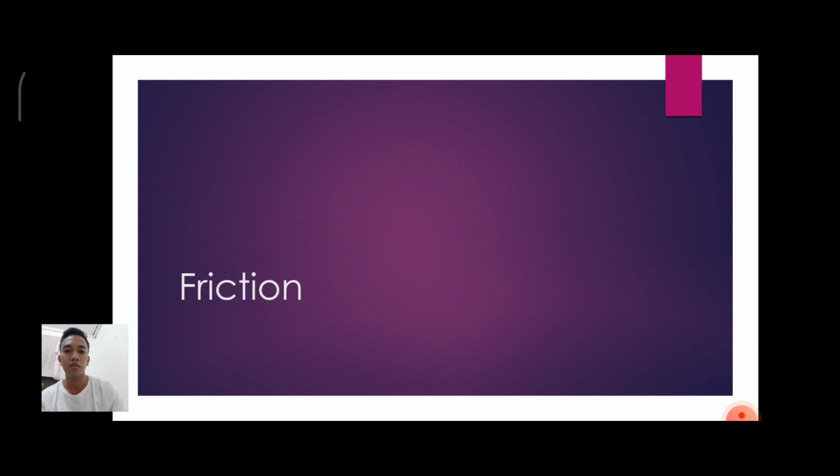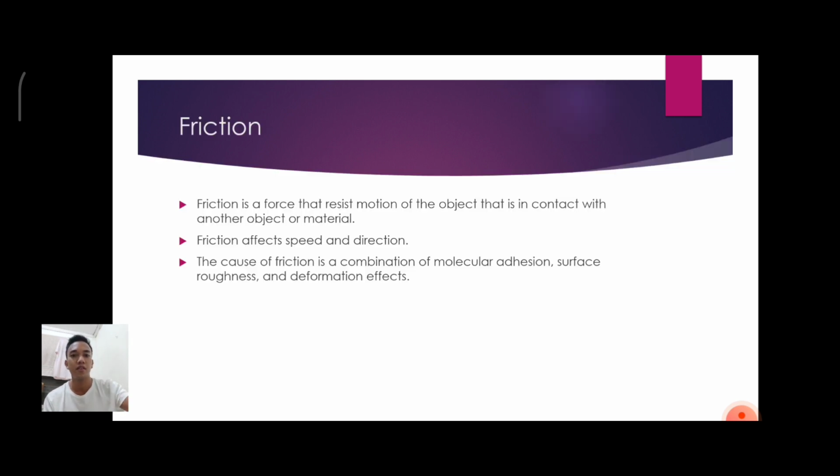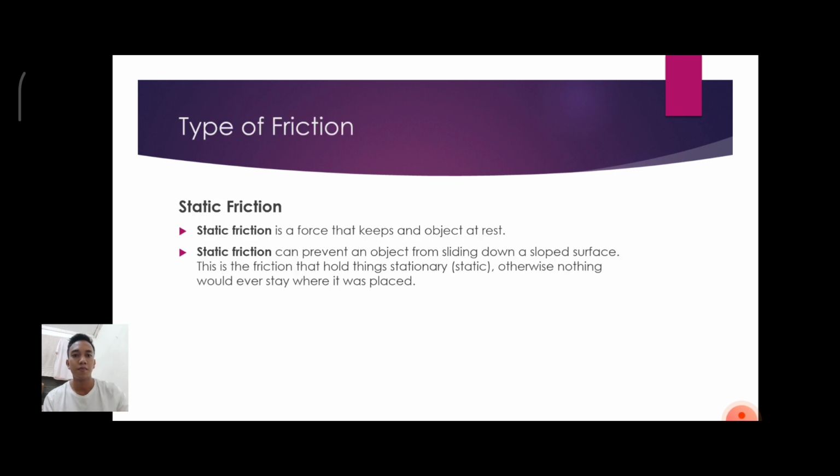First is friction. This is under physics. Friction is a force that resists motion of an object that is in contact with another object or material. Friction affects speed and direction. The cause of friction is a combination of molecular adhesion, surface roughness, and deformation effects.